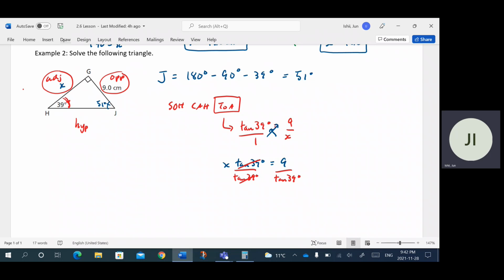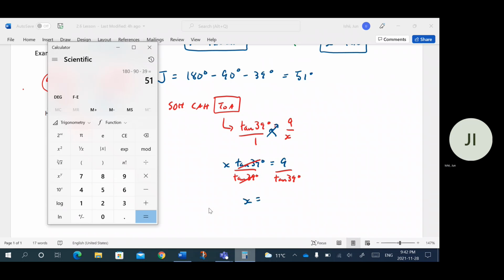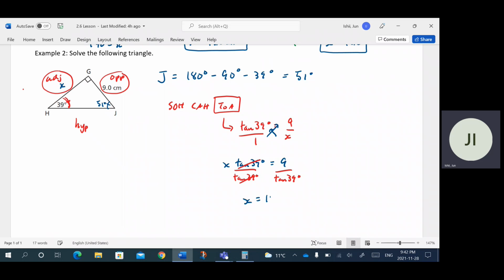These cancel. And as a result, we get x equals, all right, let's punch that in. 9 divided by tangent of 39. We get 11.114. Let's just round it to 11.1. So as a result, this length here turns out to be 11.1 centimeters.